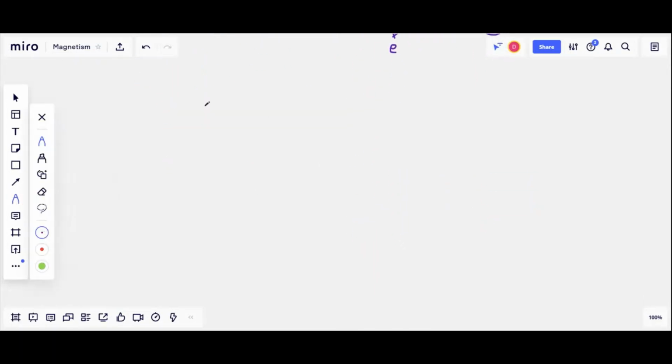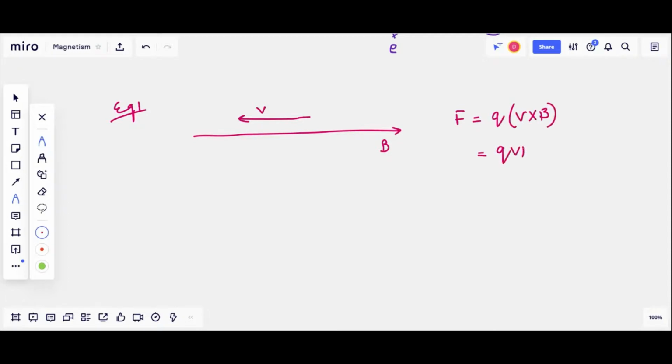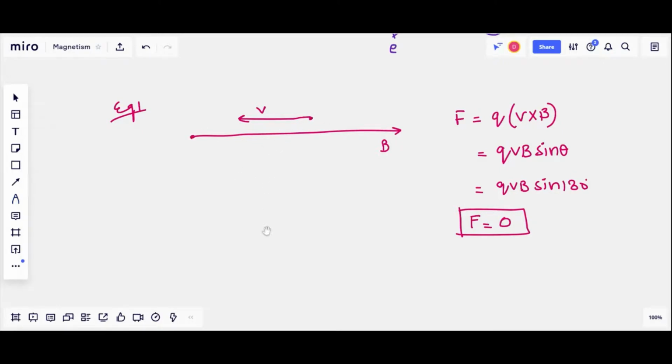If you want to find the force over here, this is the magnetic field and the velocity is parallel to it in the opposite direction. What is the force? We know that force is Q times V cross B, or it can also be written as QVB sine theta, where theta is the angle between V and B. In this case, theta is 180, and sine 180 is 0. If sine 180 is 0, the total force is 0 as well. So we understand from this calculation that whenever the velocity is parallel or even anti-parallel to the magnetic field, the force will come out as 0.